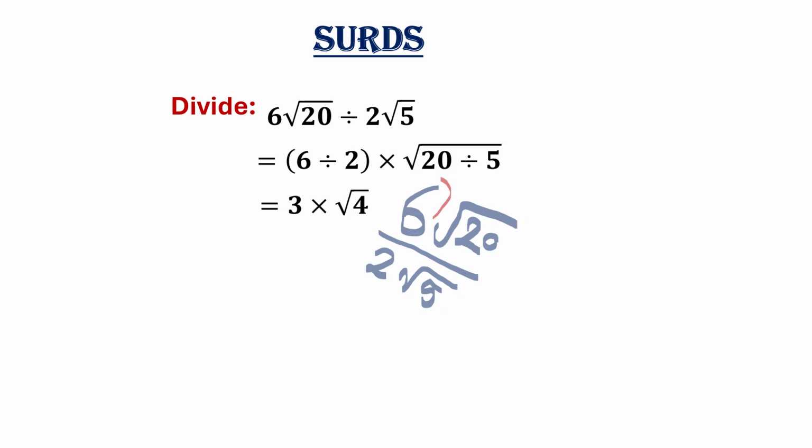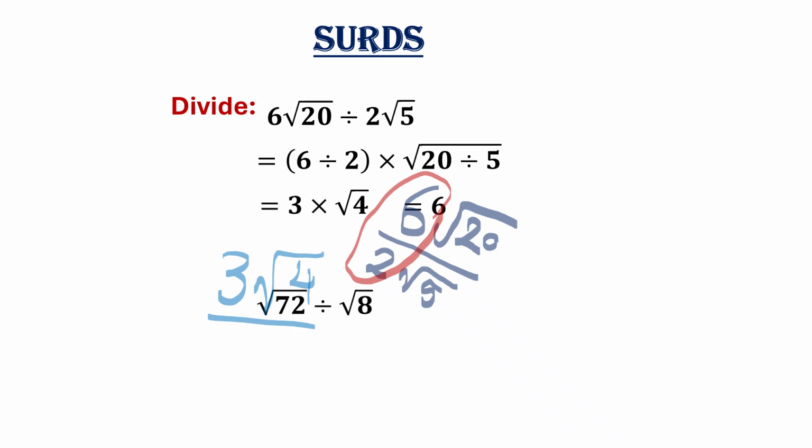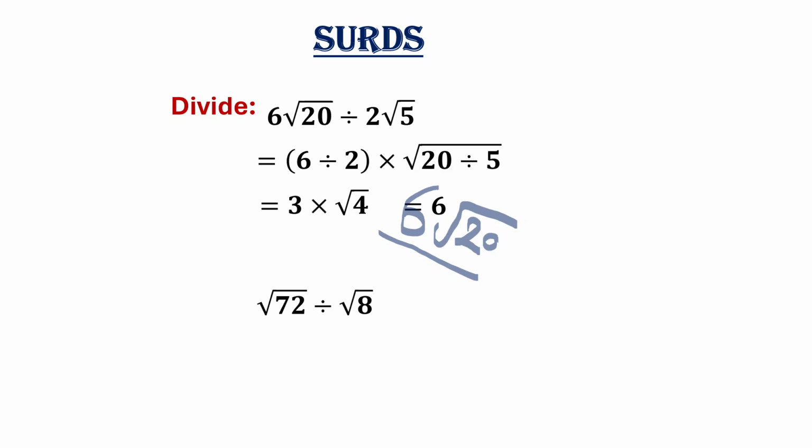So you will take these together. 6 divided by 2 is 3. And then root 20 divided by 5 is root 4. I think this is better. And that's it. Now, let's do this: root 72 divided by 8. Give it a try. So 72 divided by 8 is 9. So it's just root 9, which is 3.